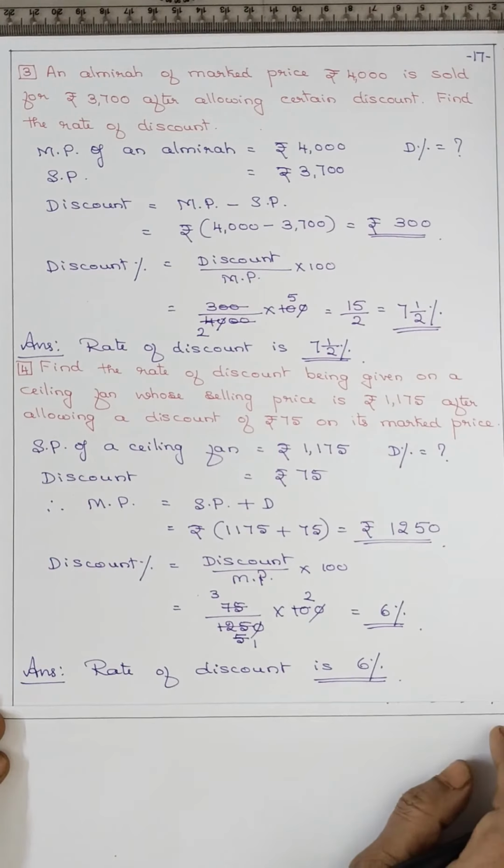So all the 4 sums, first 4 sums, they were easy, isn't it? Hope everyone understood. They are direct questions, so easy.